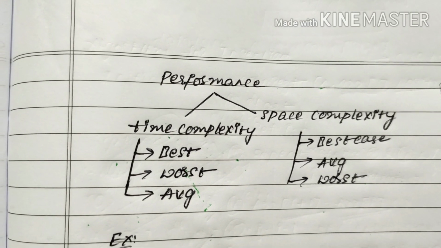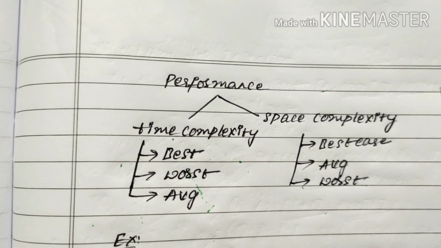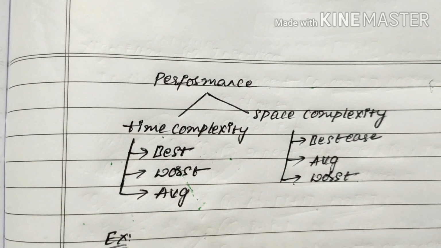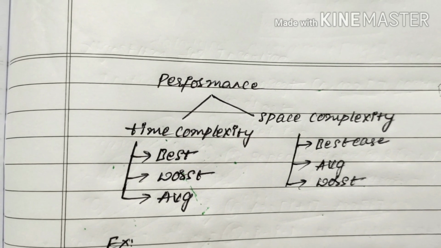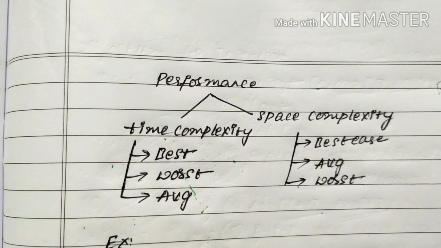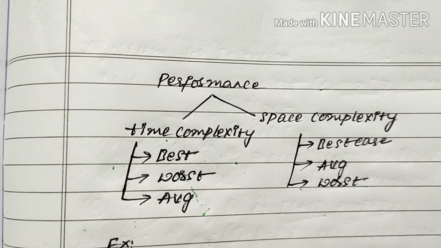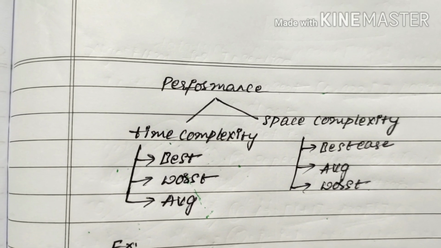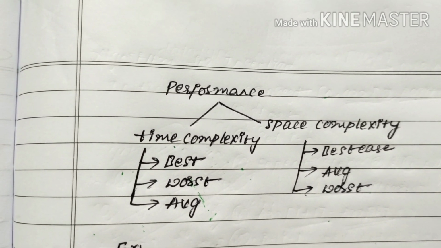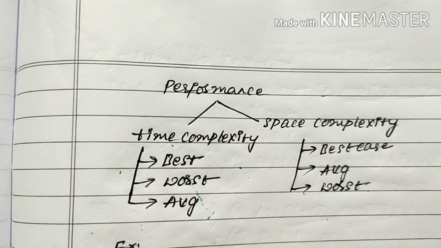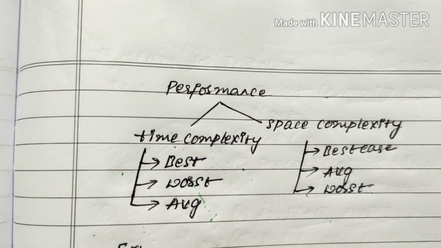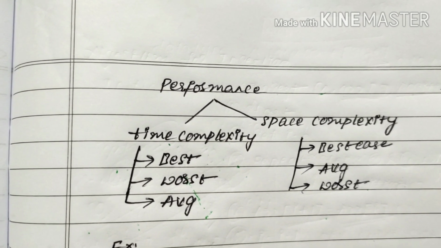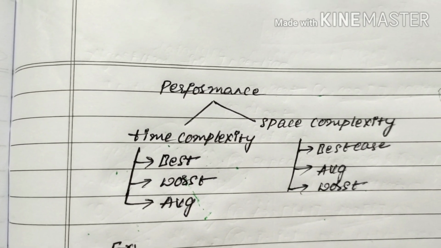How can I judge performance in a computer? Time complexity and space complexity. These are the two types of performance. How can I measure the performance with time and space complexity? You may ask like that. Time complexity is nothing but how much time it is taking to compile a program and execute it without any errors. Space complexity means how much memory it is taking to save the entire code inside the memory.